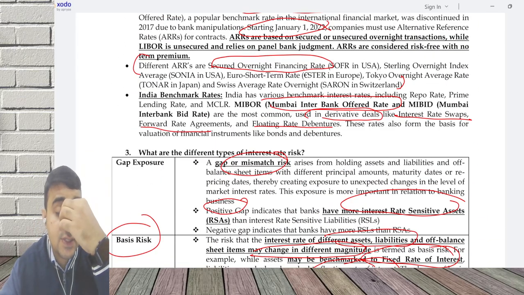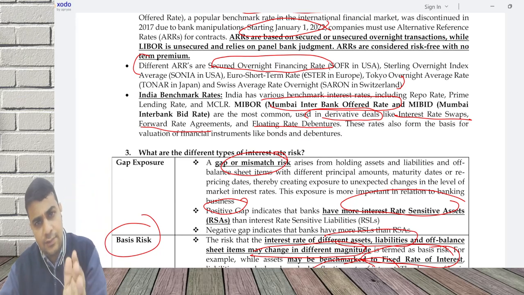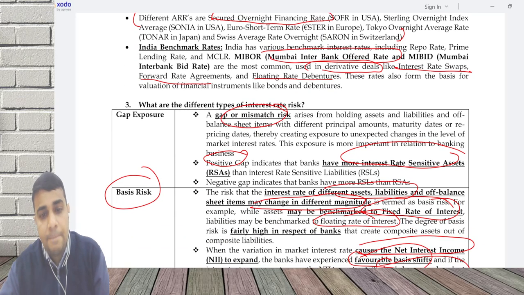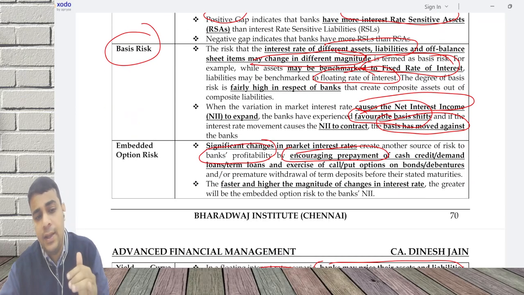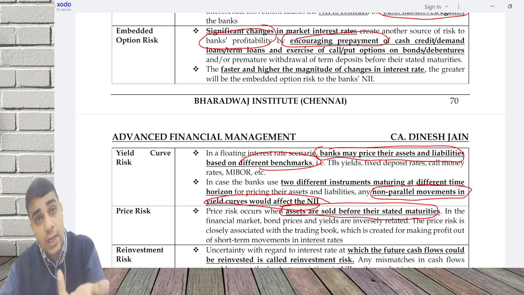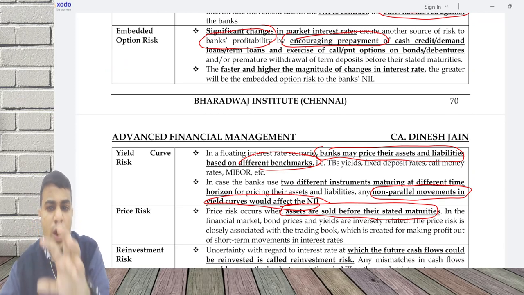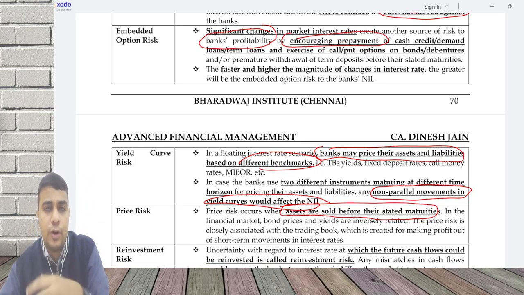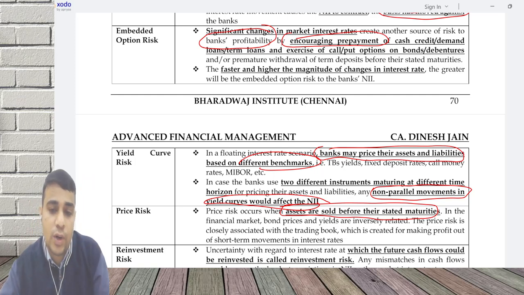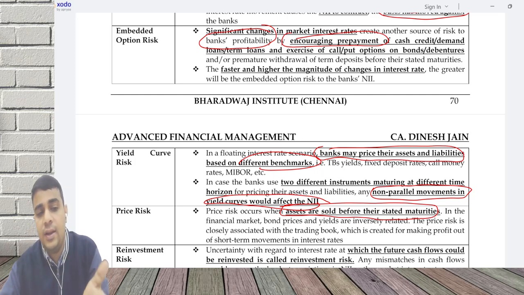Different types of interest rate risk: gap exposure, where interest rate sensitive assets are not equal to interest rate sensitive liabilities. Basis risk, where some assets are at floating rate and some are at fixed rate. Embedded option risk, where people are making prepayments which impacts my income. Yield curve risk, where both asset and liability are at a floating benchmark, but one is at a different benchmark, 1 month MIBOR, and another at 3 month MIBOR. If there is a change in interest rate and non-parallel movement, meaning the movement in these benchmarks is not the same, that will also impact.